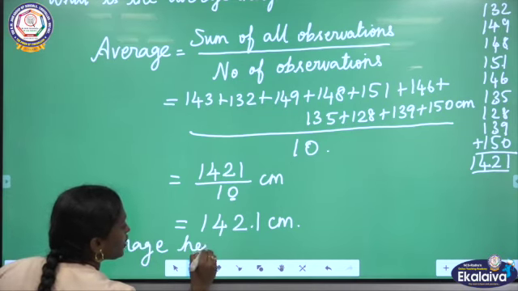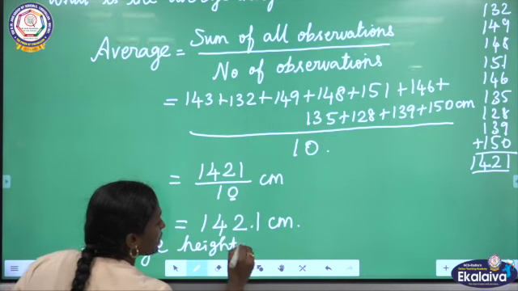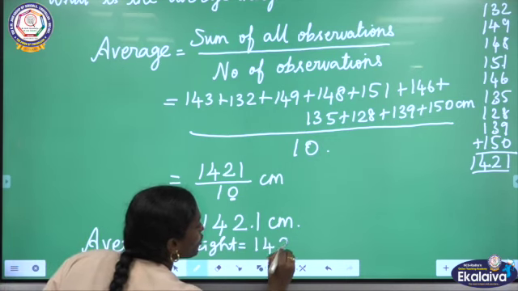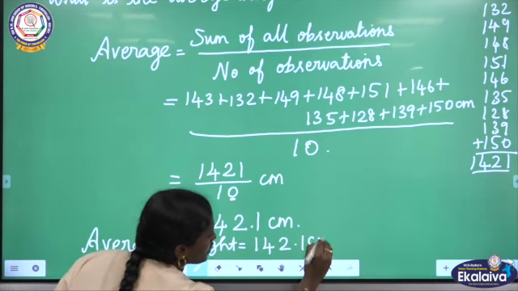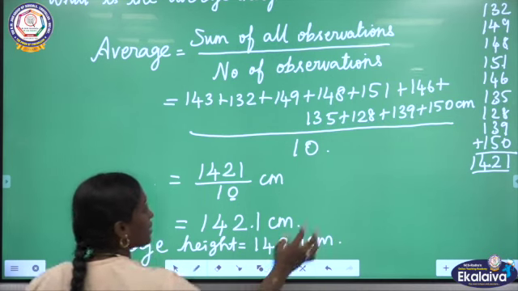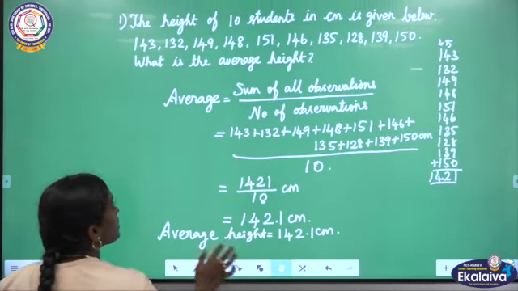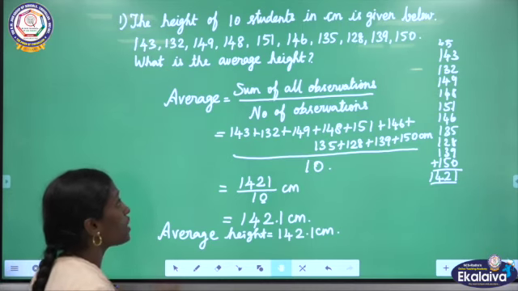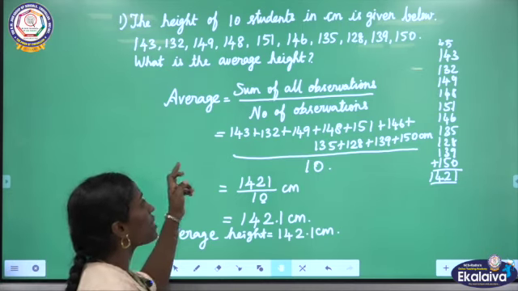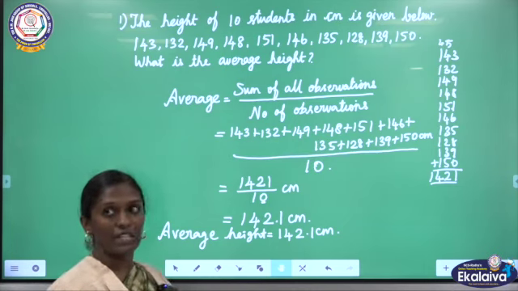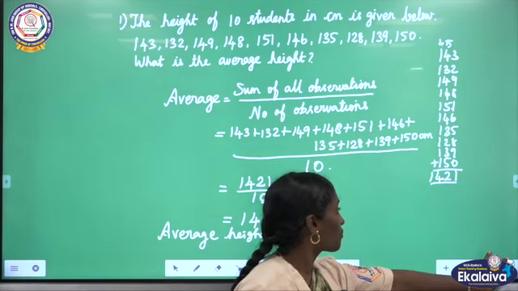Average height is equal to 142.1 centimeter. Is it clear, children? This is the formula to find the average: sum of all observations by number of observations. By using the formula we are finding the average height.